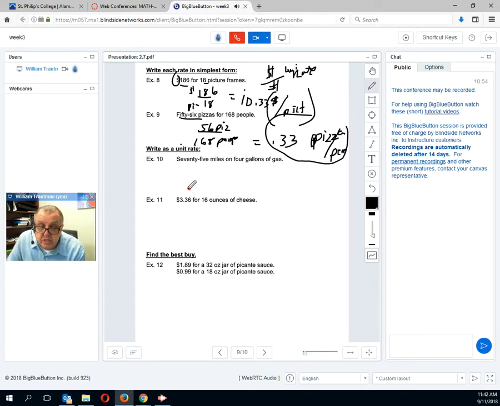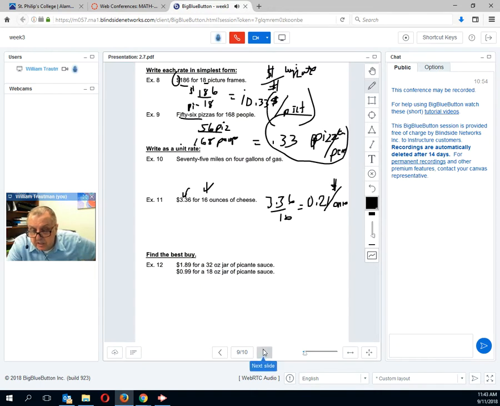If something costs $3.36 for 16 ounces, just put that straight into your calculator and it'll tell you how much 1 ounce is. 3.36 divided by 16. And it's 21 cents per ounce because we had ounces on the bottom.